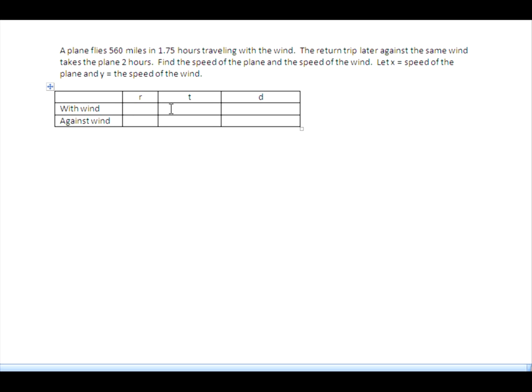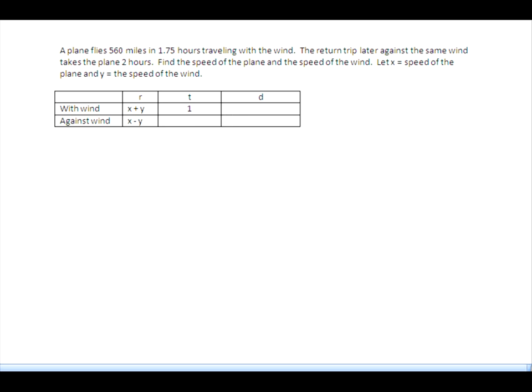So, when the plane flies with the wind, that means that the speed of the plane is being boosted, if you will, or increased by the speed of the wind. So that would be x plus y. It's increasing how far it can travel. And then when it's going against the wind, the speed of the plane is being decreased, or slowed down by the wind. So we could represent that by x minus y. So we fill in our boxes for our rate. Rate is x plus y when we're going with the wind, and when we're going against the wind, it's x minus y because the wind is slowing us down.